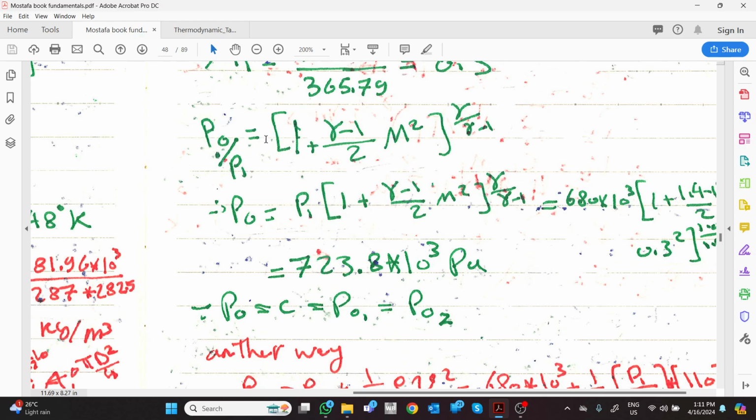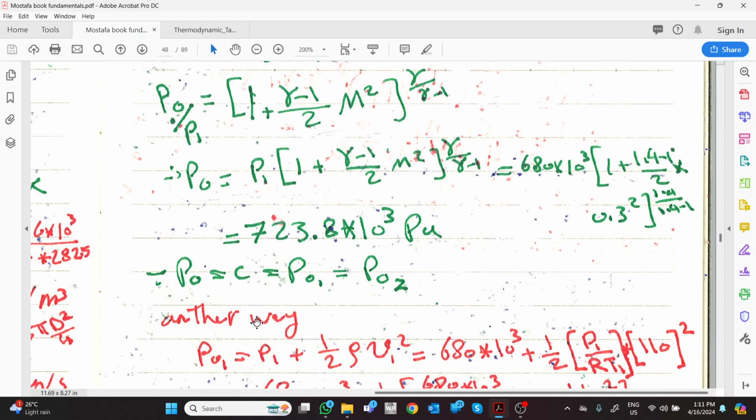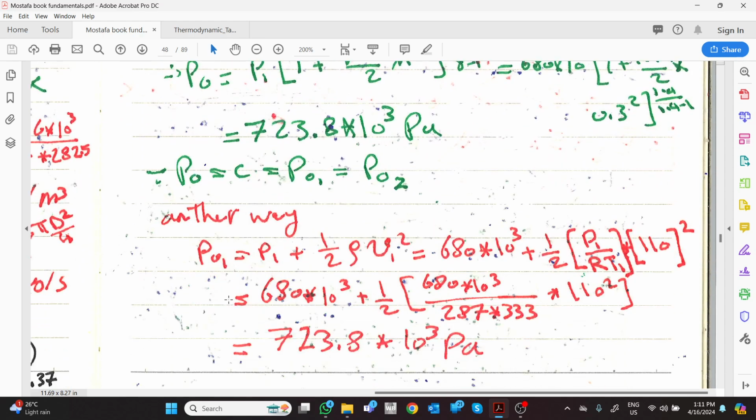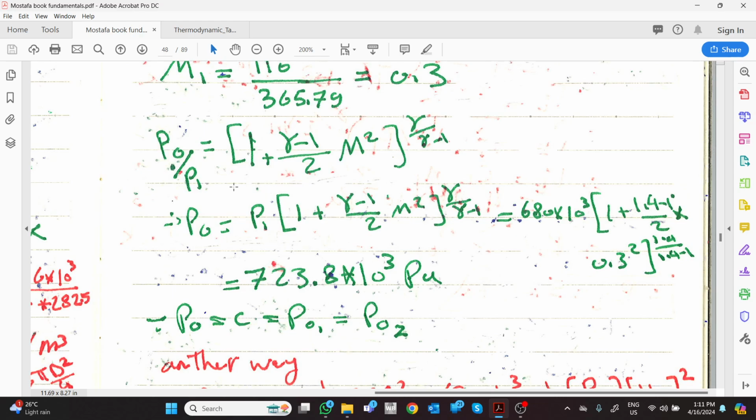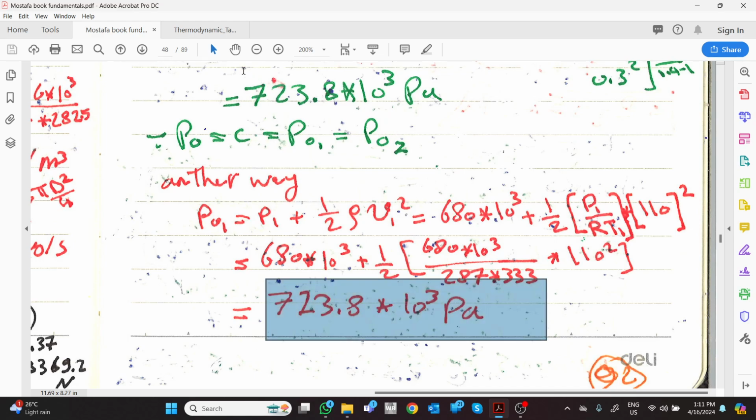pressure. Stagnation pressure is pressure 1 times, plus, we know the Mach number here equals 0.3 squared, etc. So the stagnation pressure is this one. We know stagnation pressure at 1 and 2 is equal and constant. By the way, in another way, we cannot use this one. We can use the other one, which is P stagnation equals P1 plus half rho, the density, multiplied by V1 squared. Rho is equal to P over RT at 1. So you will get exactly the same answer here for the stagnation.